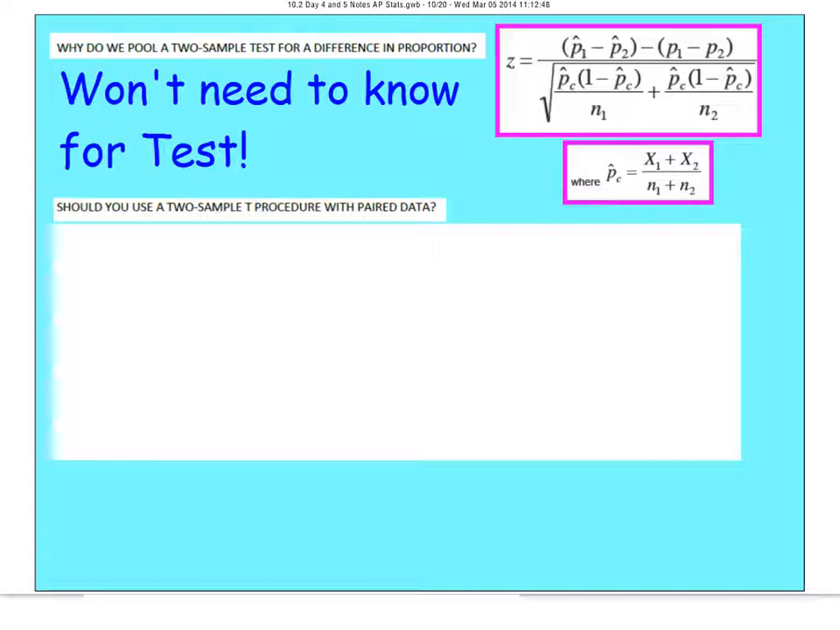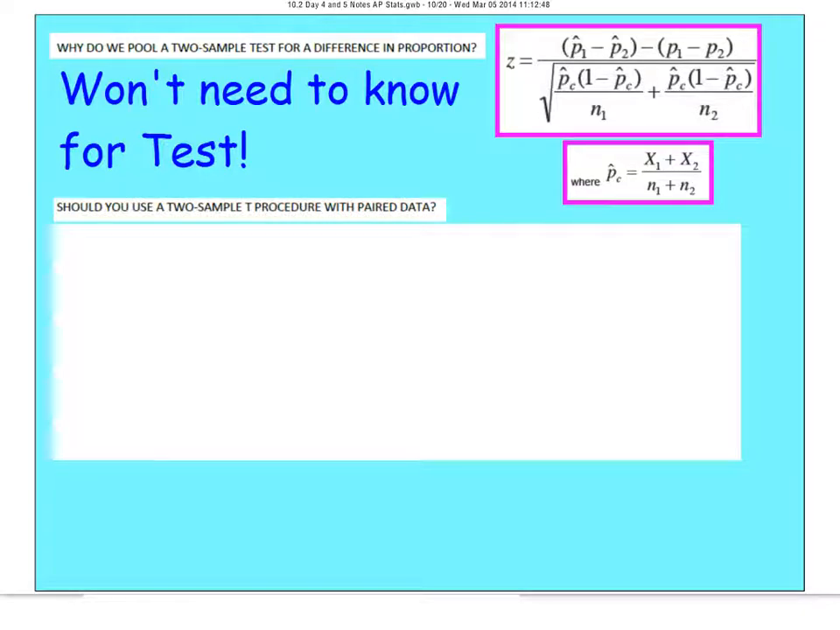It's nothing that you're going to have to be asked any further details about. Okay, another concept you might be wondering: should we use a two-sample T procedure if we have paired data? Remember we talked earlier about matched pairs. When can two sets of data be combined as their differences just to look at one set of data?